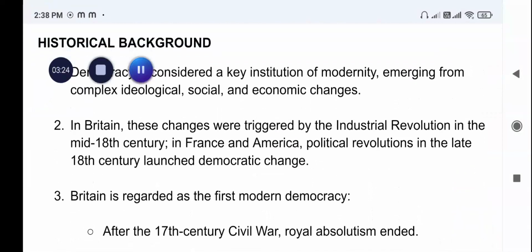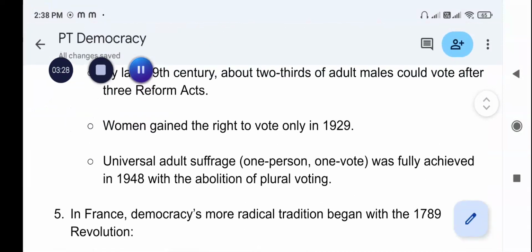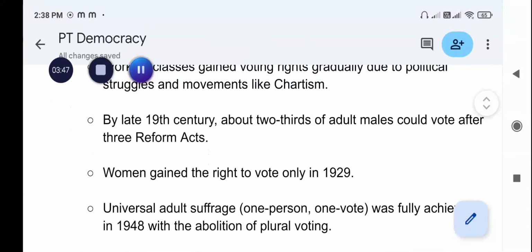Plural voting means one person has more than one vote. In a democracy, there is one person, one vote. In plural voting, a person has more than one vote based on wealth or social position. This was abolished in 1948 and universal adult suffrage was accepted.